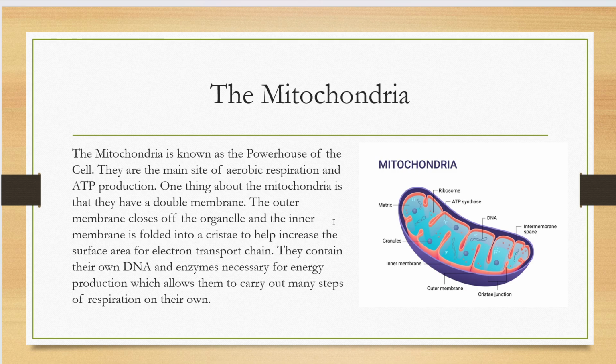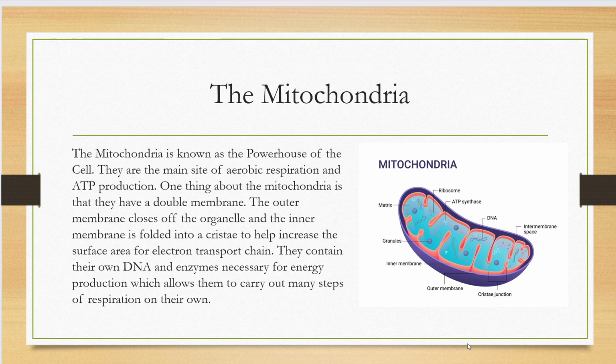The outer membrane closes off the organelle, and the inner membrane is folded into the cristae to help increase the surface area for electron transport. So that is where the electron transport chain happens, in the cristae right here, the crista junction.